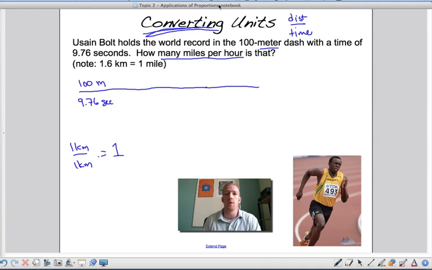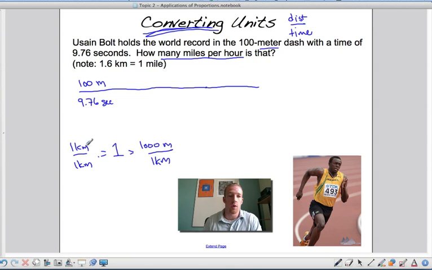So when we're converting units, we're representing something a different way, but it's the exact same thing. So whether I say meters per second or miles per hour, it should be the same speed either time, right? So instead of doing kilometer over kilometer, 1 kilometer is equal to 1,000 meters.